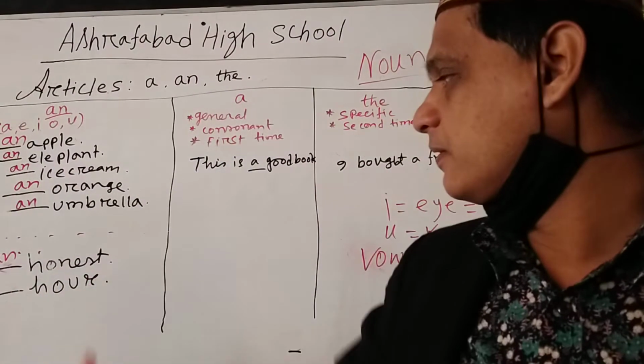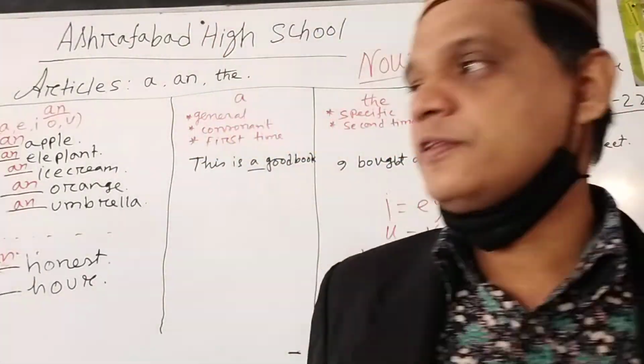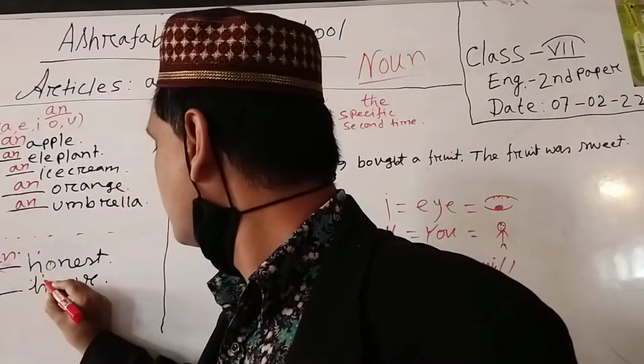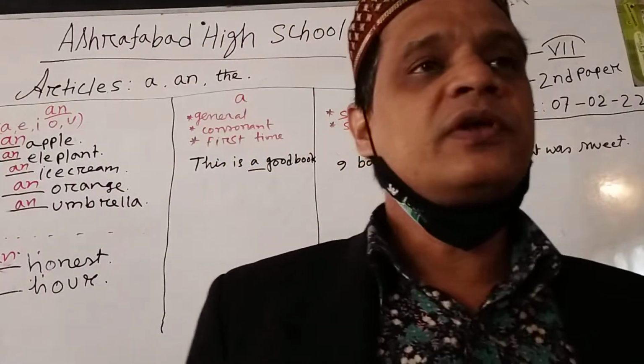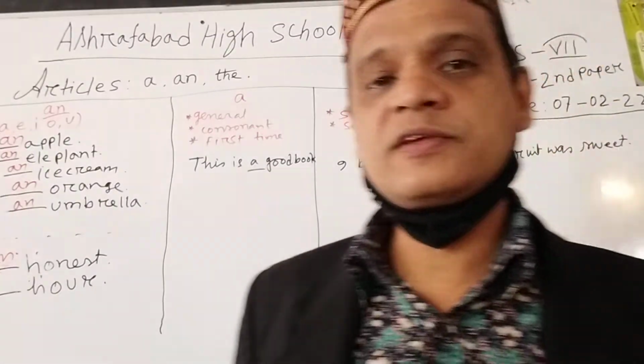We will use an. The second example is hour. Hour is beginning with H, but H is silent. So we pronounce it as 'our', not 'hour'. So we will use an here.